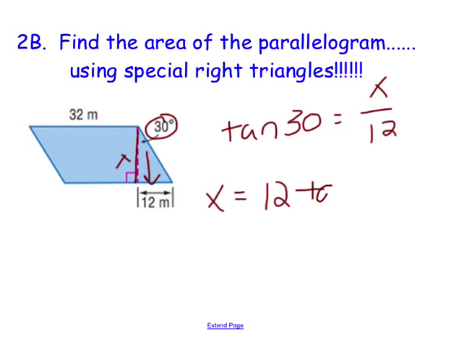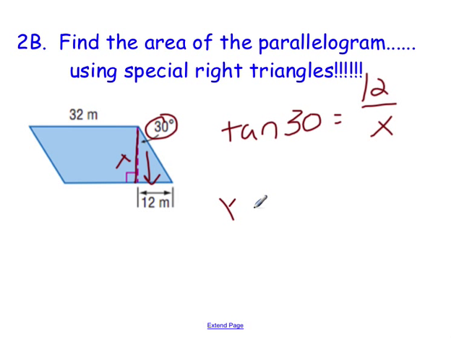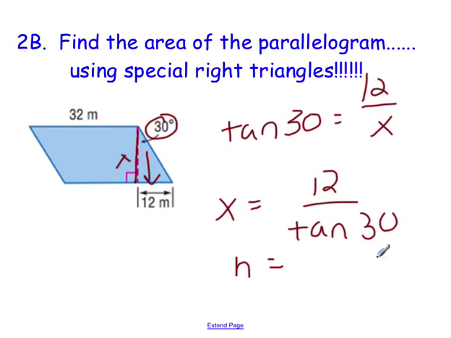Oops, I flipped it around. Sorry, that was my fault. Okay, so it actually should be opposite, which is 12, because 12 is opposite our angle, over x. So remember that trick I taught you, that when x is on the bottom, you just flip-flop them. So you end up getting that x is equal to 12 divided by tangent of 30. Again, you can just plug that into your calculator, and you end up getting that your height is equal to 20.78.